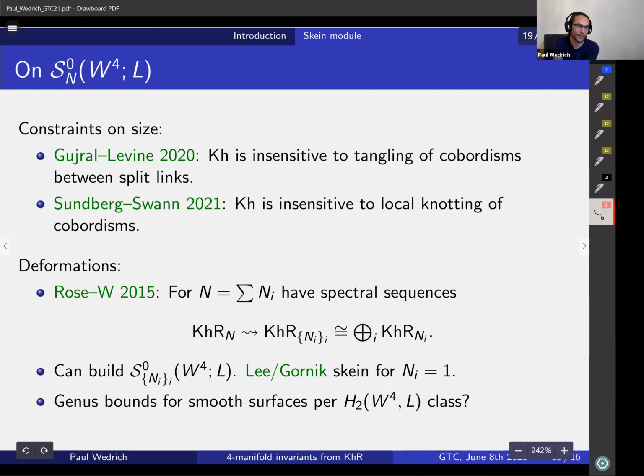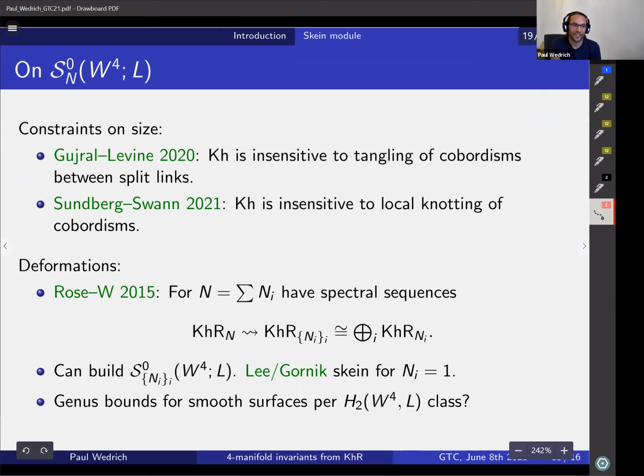There are also results by Sundberg and Swan from this year. It says that Khovanov homology is insensitive to local knotting, so insensitive to connect summing with a knotted two-sphere. Again, if you don't know this, then you might think that they represent different classes in the skein module. There are lasagna diagrams or lasagna fillings that differ by connect summing locally with a knotted two-sphere. Well, it turns out that Khovanov homology doesn't see the difference. And so they're modded out by this equivalence relation.